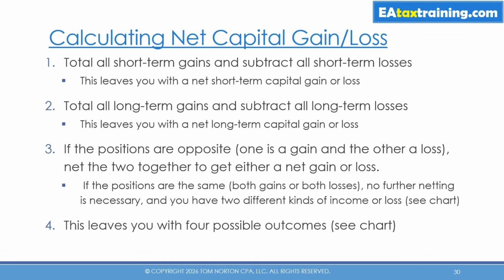That will leave you with a net long-term capital gain or loss. If those positions are opposite, so one of those is a net gain and the other is a net loss, then you will net those two together and get either an overall net gain or loss. If those positions are the same, so they're either both gains or both losses, then no further netting is necessary, and you have two different kinds of income or loss. So this is going to leave you with 4 possible outcomes that we will look at on this chart.